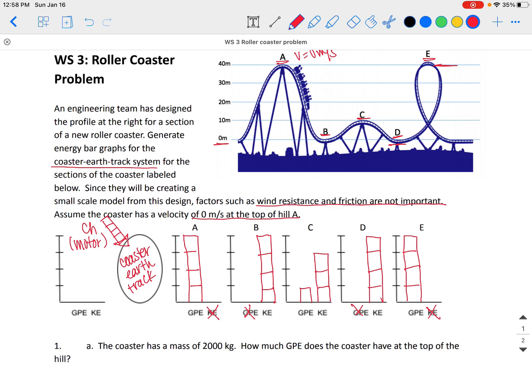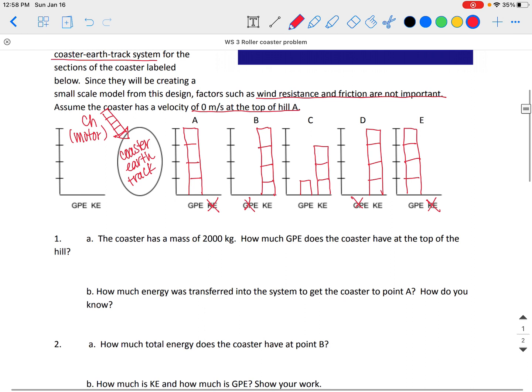Now we are getting into the calculation. So here we've got a coaster with a mass of 2,000 kilograms. I'm going to start with the GUESS method. So my givens are, this is my mass. So m is equal to 2,000 kilograms. How much GPE, that's my unknown, gravitational potential energy, does the coaster have at the top of the hill?